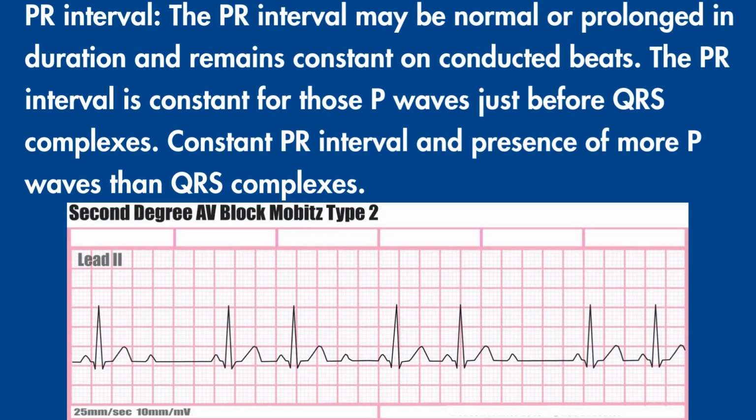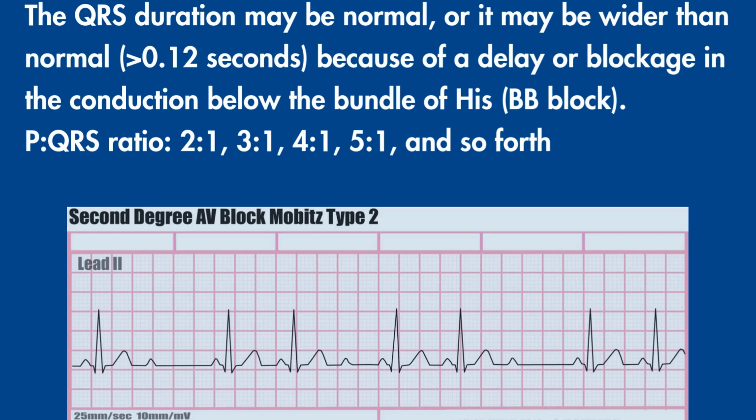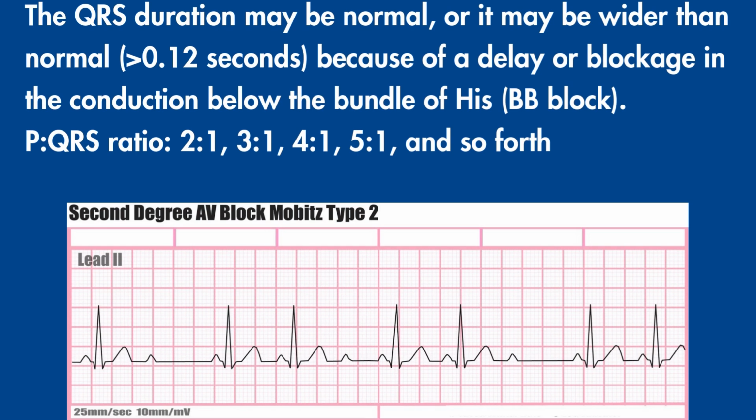Unlike type 1 block, the PR interval is constant for the conducted beats. The PR interval may be normal or prolonged in duration and remains constant on conducted beats. The PR interval is constant for those P waves just before QRS complexes. The QRS duration may be normal or it may be wider than normal, because of a delay or blockage in the conduction below the bundle of His, that is, bundle branch block. The P to QRS ratio will be 2:1, 3:1, 4:1, 5:1, and so forth.